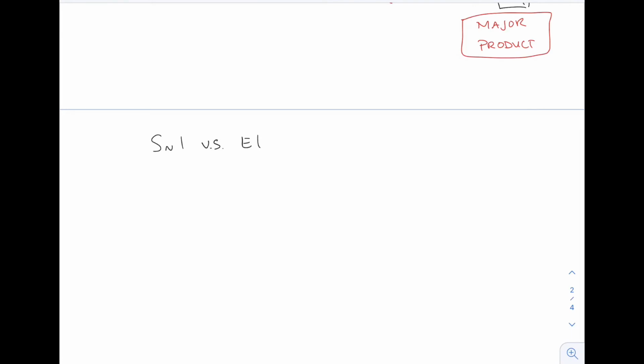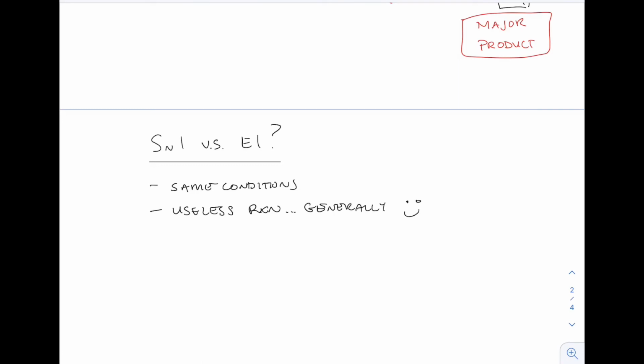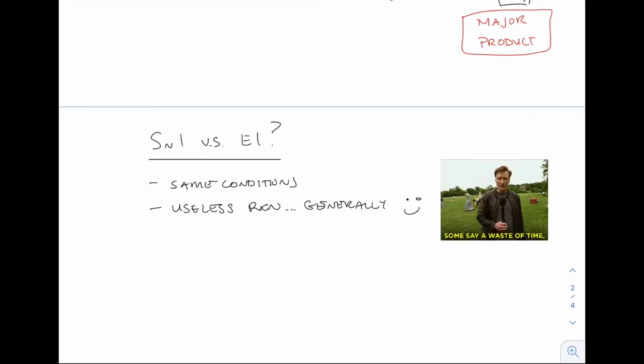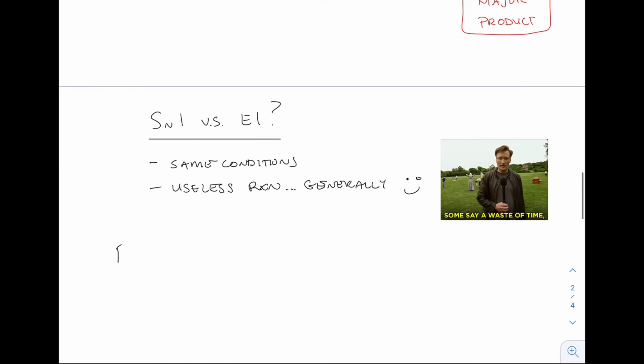All right, so the question that we're all going to be having, to start at least, is SN1 versus E1, right? So how do we know the difference? Well, we have the same conditions, and so honestly, they're useless reactions for the most part, right? Some say a waste of time, others say an incredible waste of time. My boy Conan speaking truth right there.